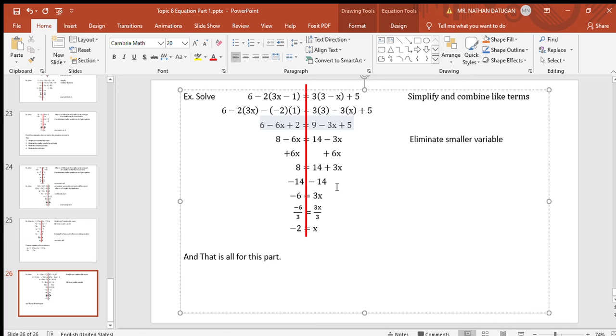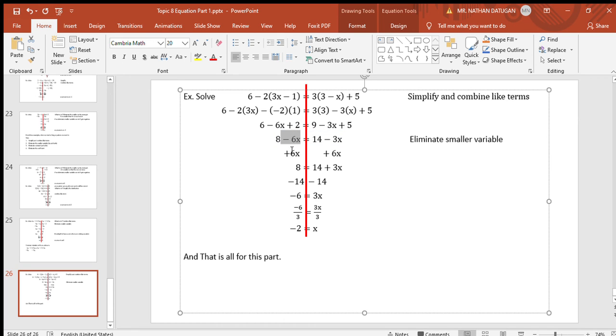Now that we're here, what step should we do? Well, you should eliminate the smaller variable. So now we're going to figure out which one is the smaller variable, negative 6x or negative 3x. We're going to get rid of the smaller term. It's negative 6x.